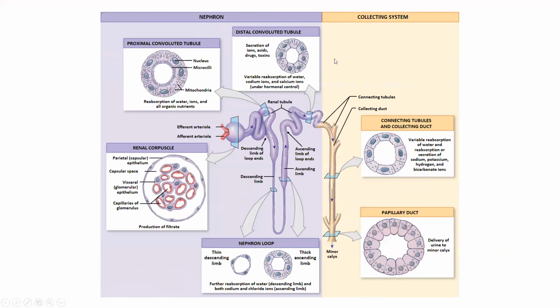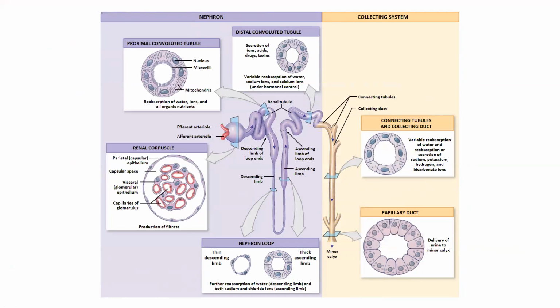We have the distal convoluted tubule. Again, very similar to the proximal convoluted tubule, but here we're looking more for secretion of anything that's excess in the body, excess ions, drugs, toxins, etc. Those can be released into the urine to be eliminated. We have the renal corpuscle. Remember I told you the renal corpuscle is the glomerulus plus the Bowman's capsule, or the glomerular capsule. Those two structures form your renal corpuscle. And this is where the blood from the vessels is being filtered, and we have a filtrate.